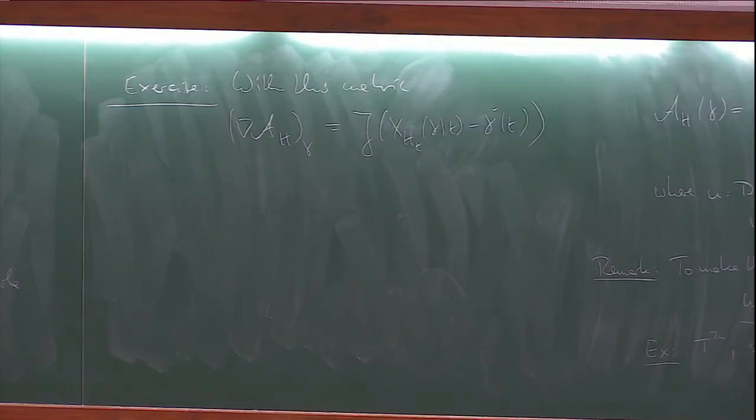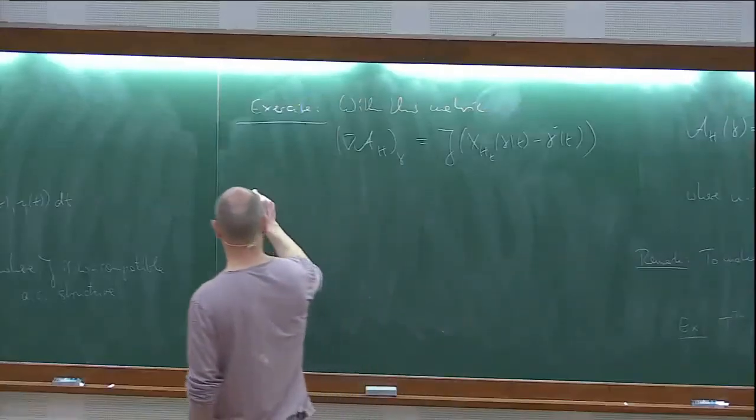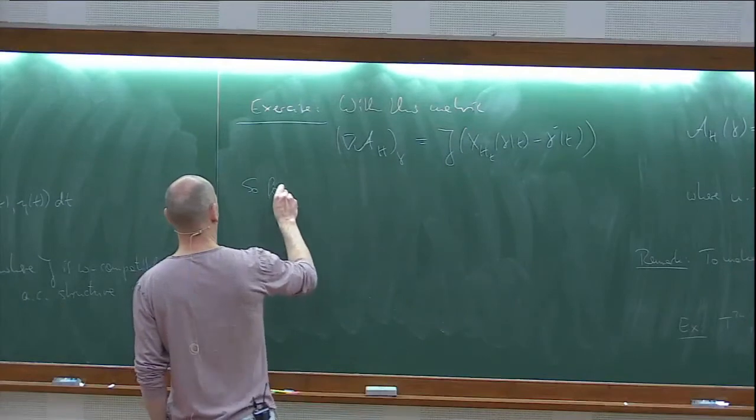And the reason is clear. Omega compatible for an almost complex structure means that I can insert J here in both slots without changing the value of this integral. And then what I get is exactly the inner product of J of this with Xi for all Xi, and so that's the definition of gradient. Okay.